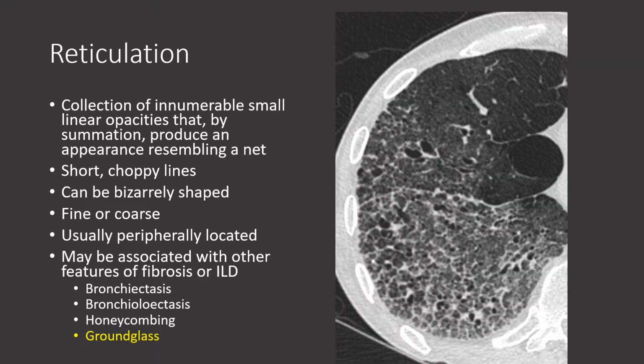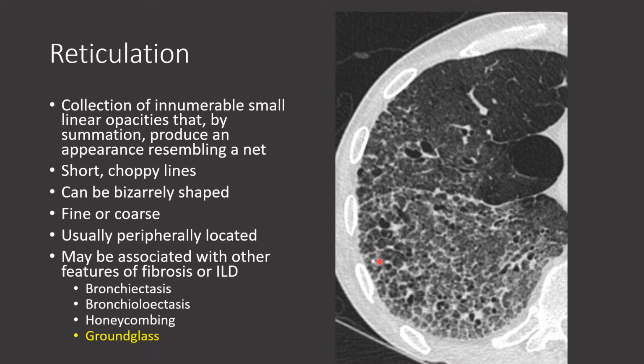Ground glass opacity may also be present, which in the setting of reticulation and traction bronchiectasis is usually the result of microscopic fibrosis, that is, lines too small to resolve by CT. We can see this on the CT on the right-hand side in this patient with scleroderma-related NSIP.